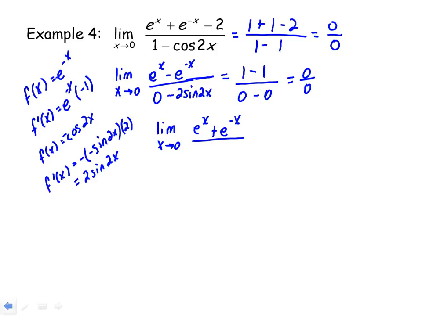Now on the bottom, if f of x is equal to negative 2 sine 2x, what is f prime of x? What's the derivative of sine 2x? Cosine 2x times 2. So you're going to get negative 4 cosine 2x.